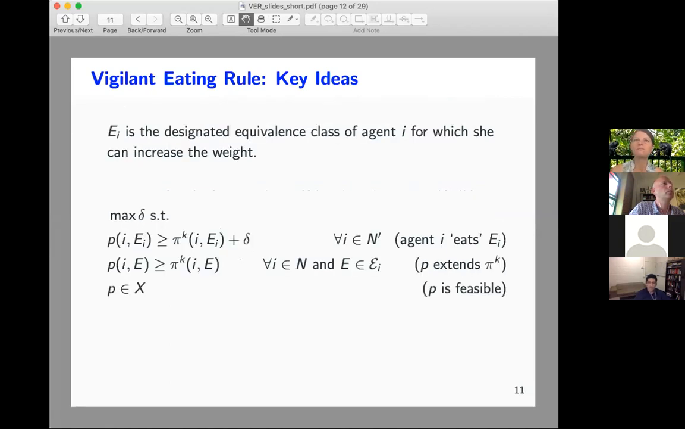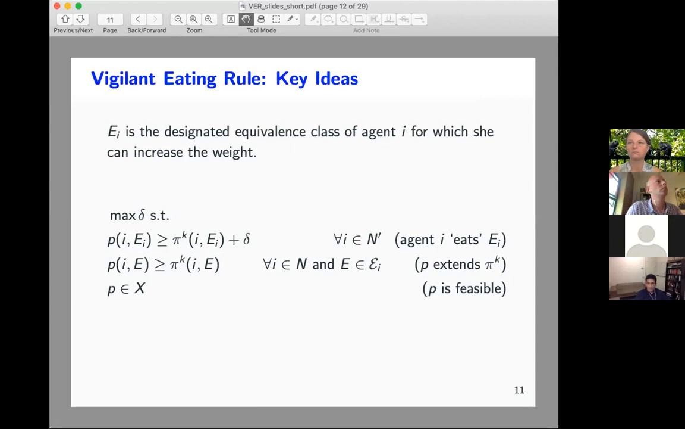So once agents have identified, or we have identified the designated equivalence classes for each agent, so let's say the designated equivalence class for agent I is E_I, then what we do is we simply try to maximize this weight delta, an additional weight which can be put on these active agents while ensuring the previous lower bounds. And this is done while ensuring that in the future, no infeasibility is encountered.